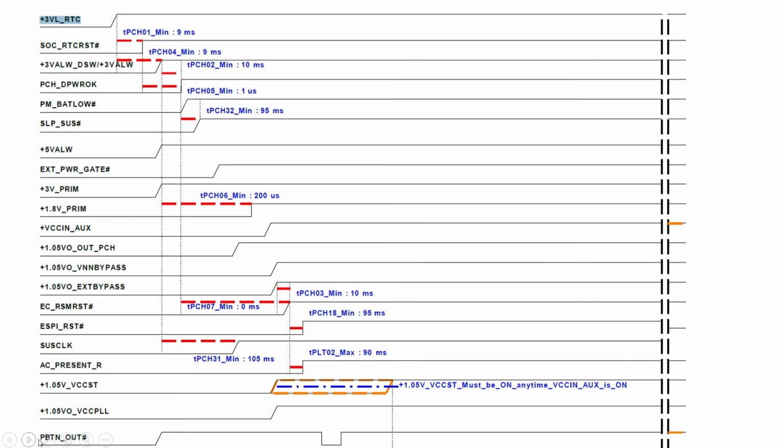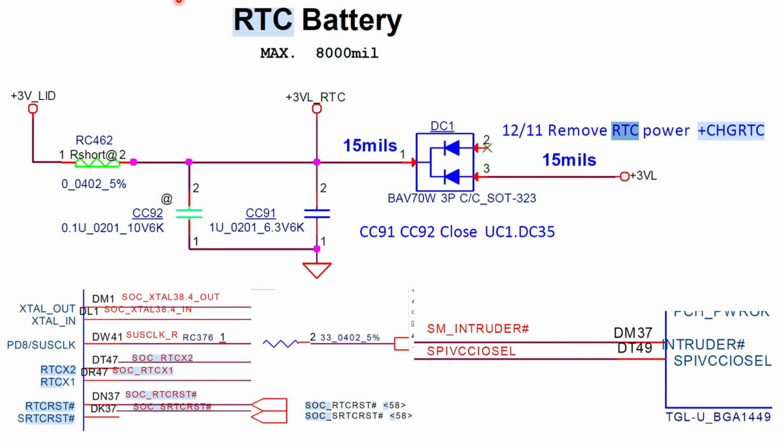First one is RTC VCC, I mean 3VL RTC, up to the power button out. First the RTC section will get active. See where the RTC battery will be. See 3VL RTC, how will it generate? See, I told you the RTC cell concept is not there.